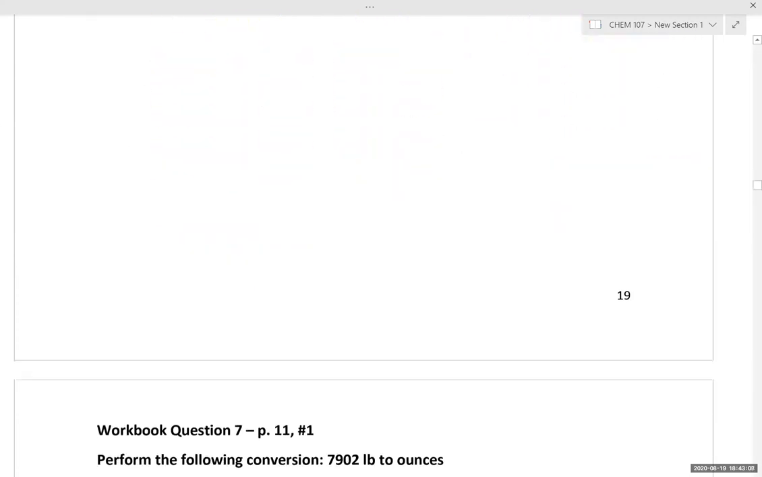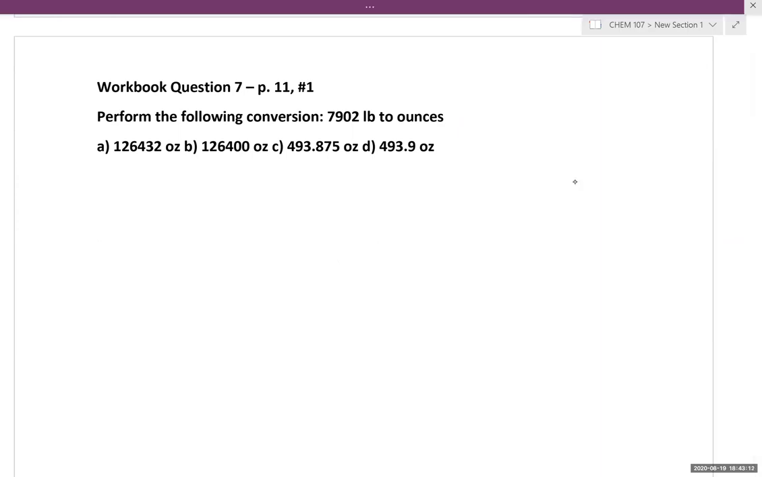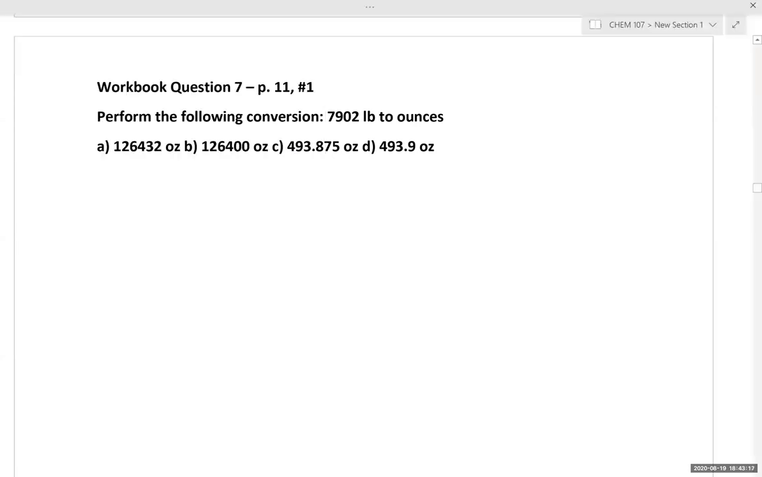Okay, so let's keep going now. This is a workbook question. This is page 11, number 1. So if you're working through the homework, this is a good thing to pay attention to. We're asked to perform the following conversion: 7,902 pounds. We're trying to convert pounds to ounces.